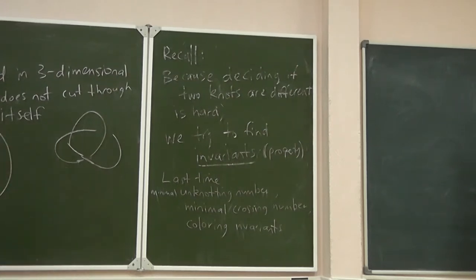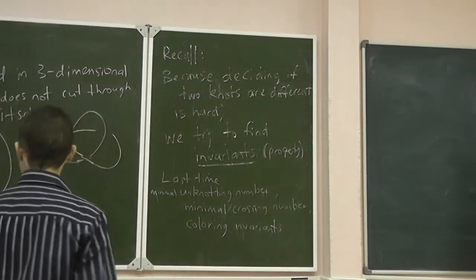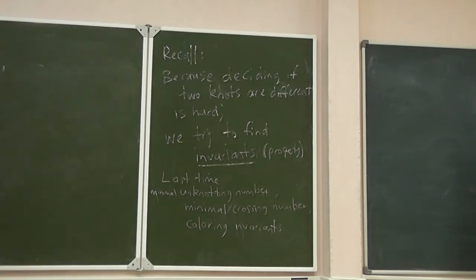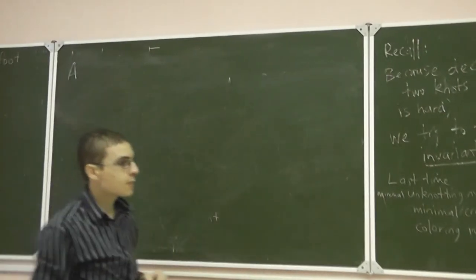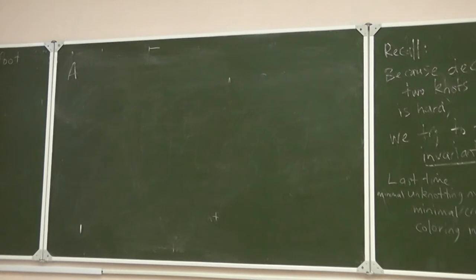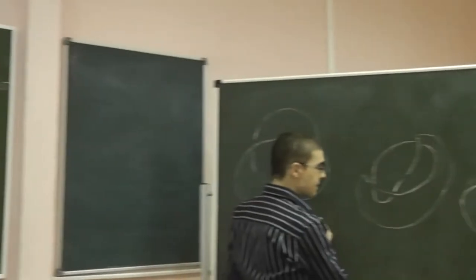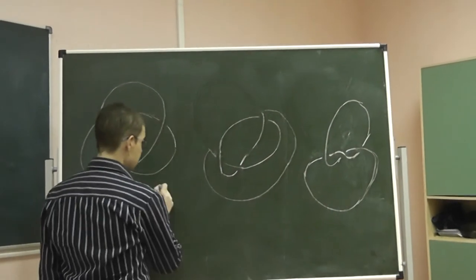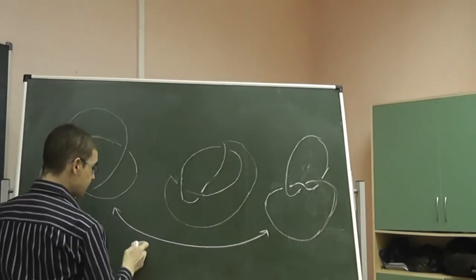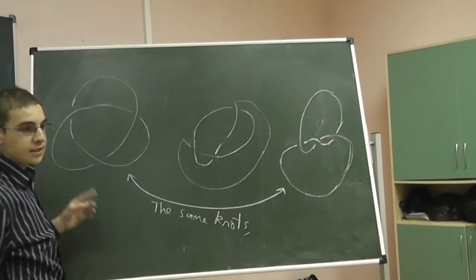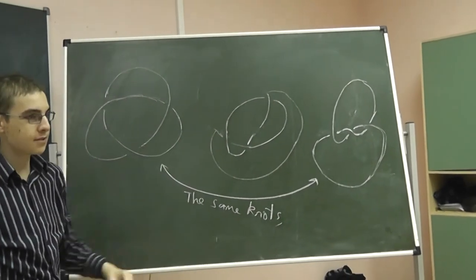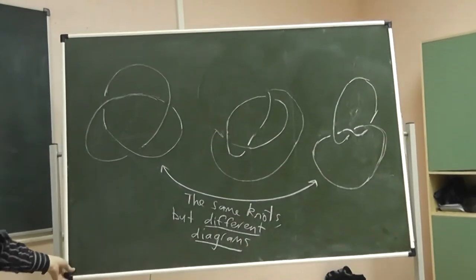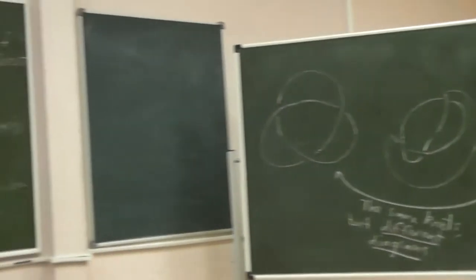Okay, so let me recall the definition of a coloring of a knot, and then what I'd like you to do is come up and draw colorings of knots. Okay, so remember that, and here's one thing I want to say also. Recall that these two are the same knots, by Max's argument, but they are different diagrams. Different pictures. This is not the same picture as that. So knots can have multiple diagrams.